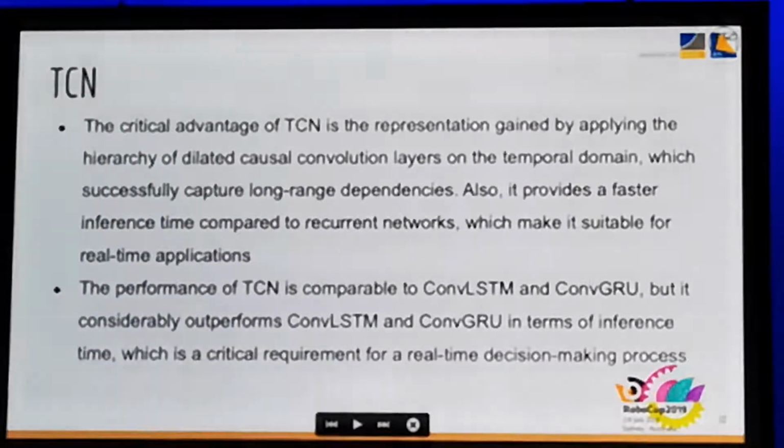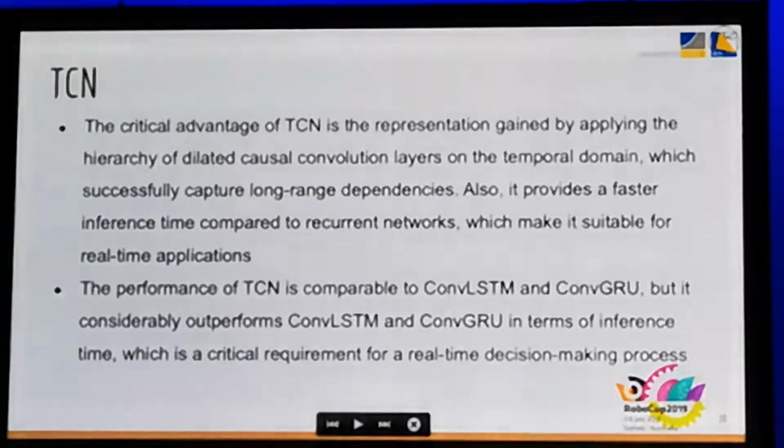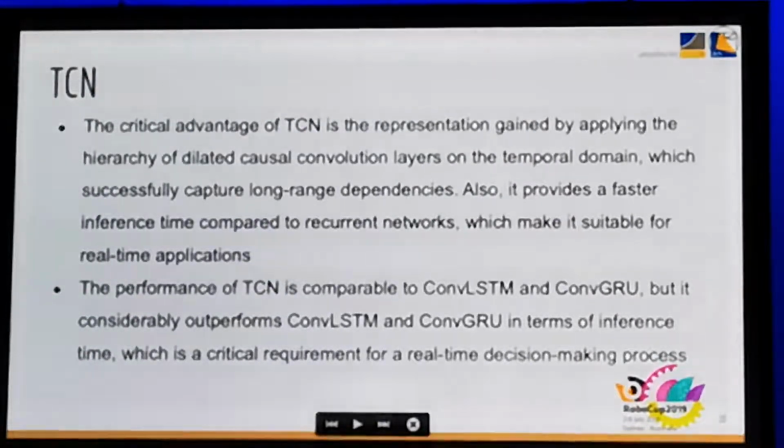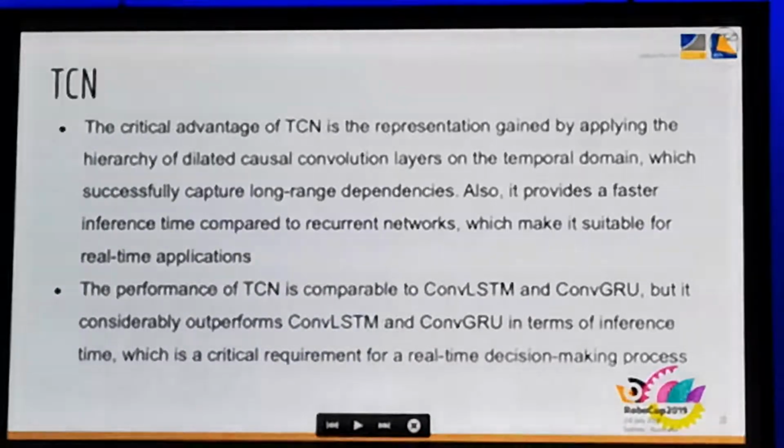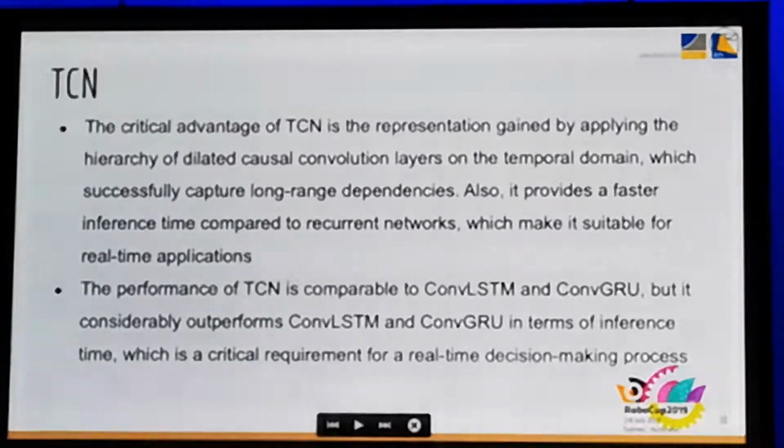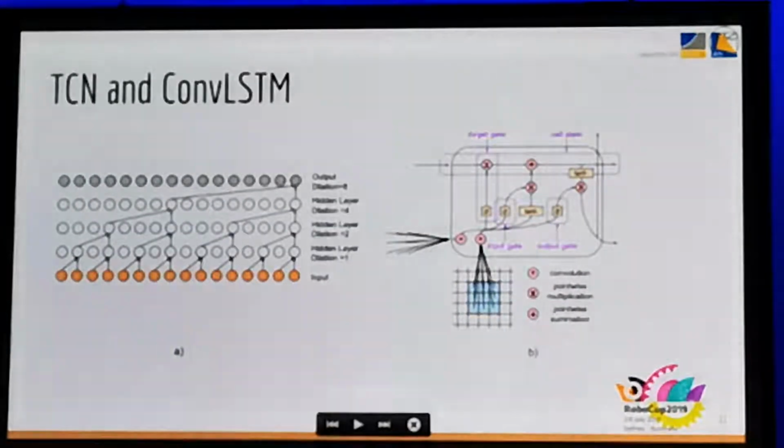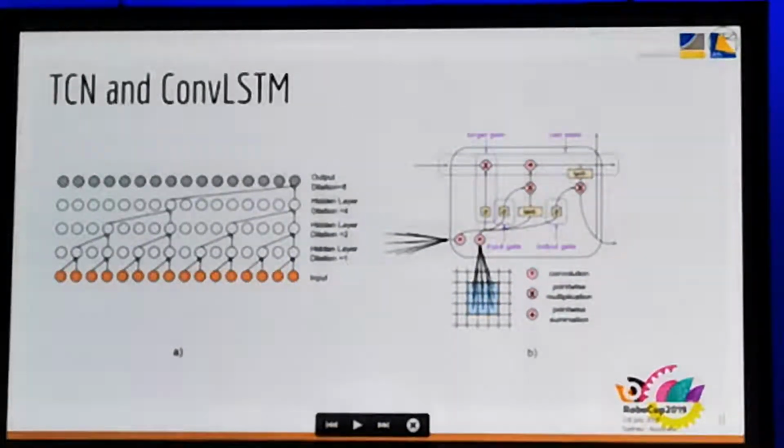The critical advantage of TCN is that it will give you the real-time performance that you would need on your real hardware, and it uses dilated causal convolutional layers. Overall, the performance is comparable with CompLSTM and CompGRU, but it is faster. On the left, you can see the architecture of TCN, and on the right, you can see CompLSTM, which is completely standard.